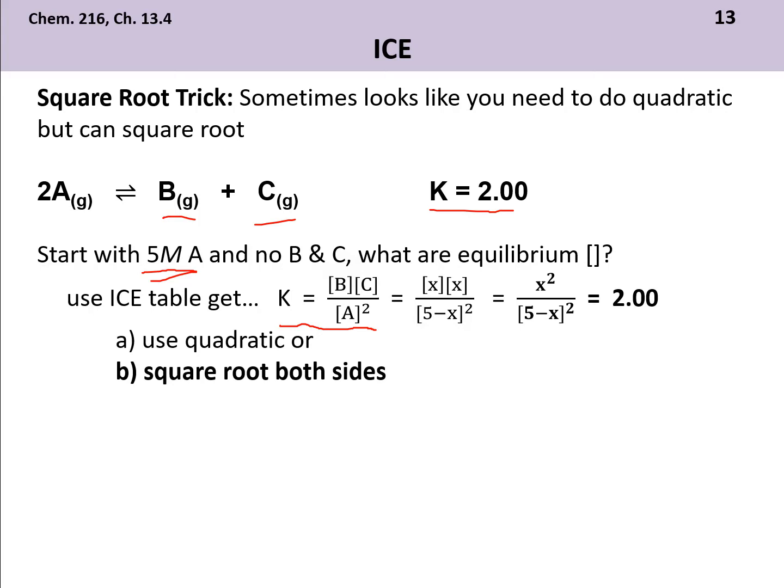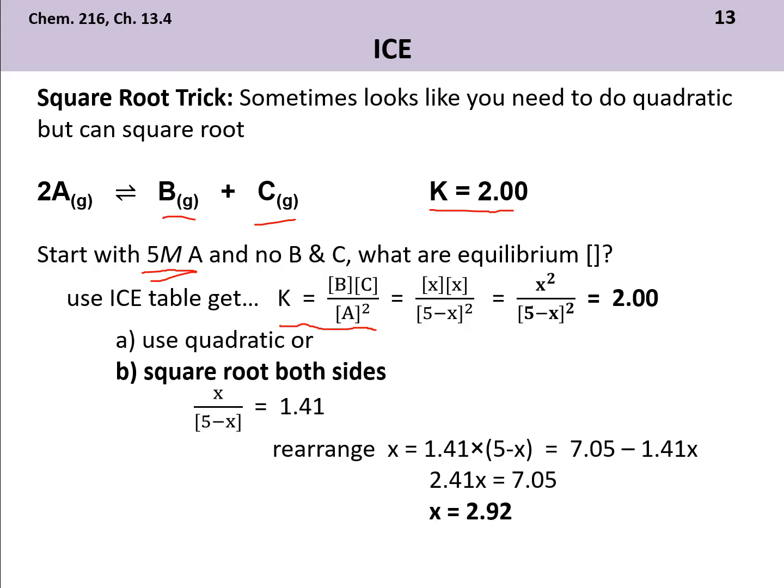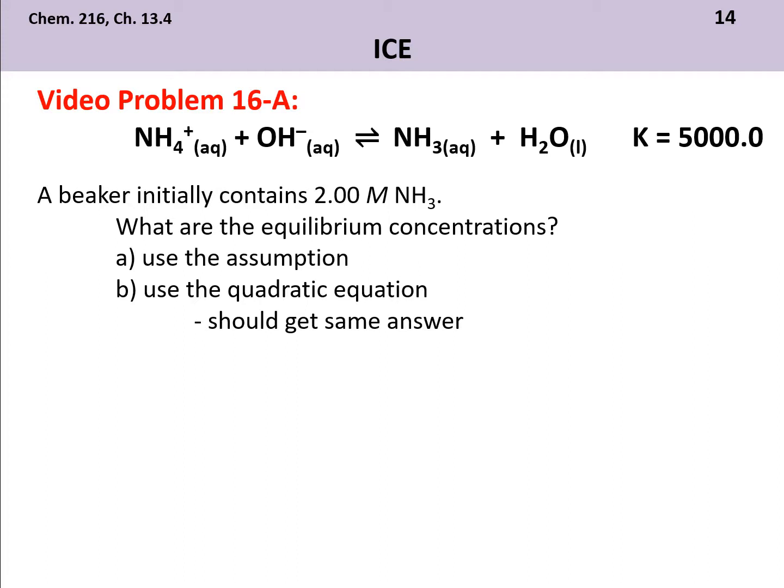Well, notice how I could just take the square root of this side, and that would get me x over 5 minus x equal to 1.41. I could then rearrange it, and I could solve for x conventionally without having to use the quadratic equation. You have to use the quadratic equation anytime you have x squared and x, okay? If you only have x terms, then you don't have to use it. All right, so that is it for a hard problem, okay?